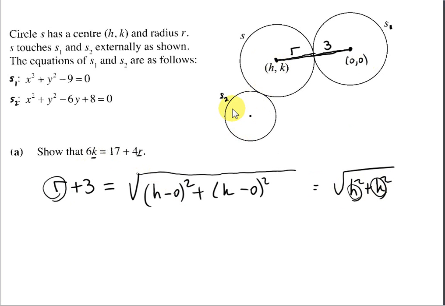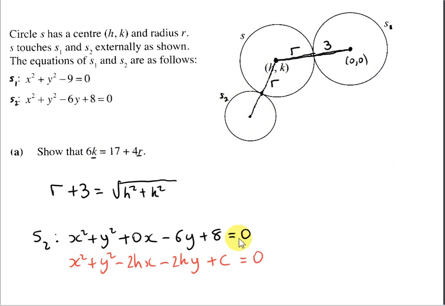So we're given that S touches this circle S2, which means that the line joining the centers of circles S and S2 passes through the point of contact of the two circles, and the distance between these two centers equals the sum of the radii. Now we know the distance from here to here is the radius of S, which is r. Same as here, of course. We need the radius of S2 now.